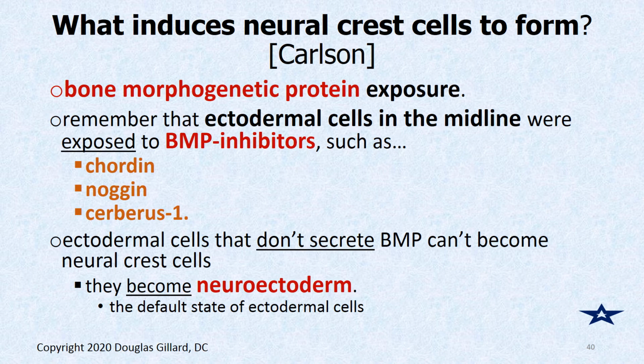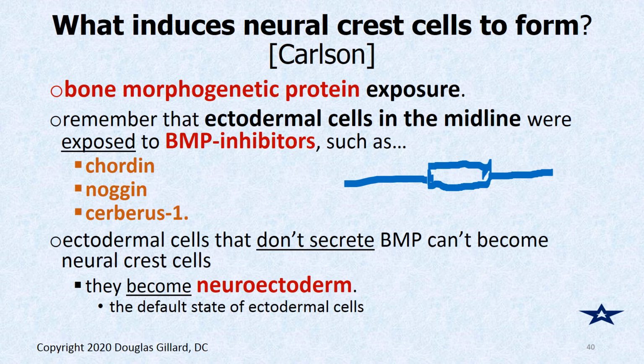So ectoderm cells in the midline were exposed to BMP inhibitors, right? Remember that, chordin, noggin, cerberus 1. So we had to turn that off. If BMP4 is turned off, it defaults into a neuroectoderm structure. The ectoderm over in this region thickened up to form the neural plate. This is a cross-sectional view here. We turned off BMP4 here. BMP4 is cranking out here. It's still being produced by genes. These genes are still turned on, so that keeps it ectoderm state.